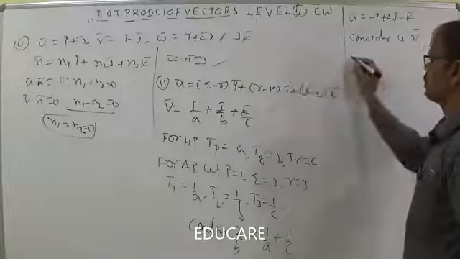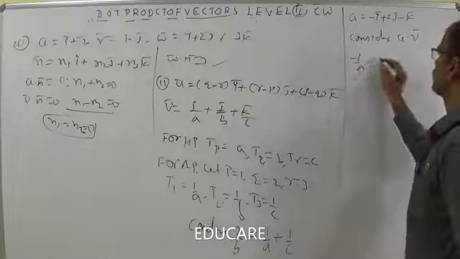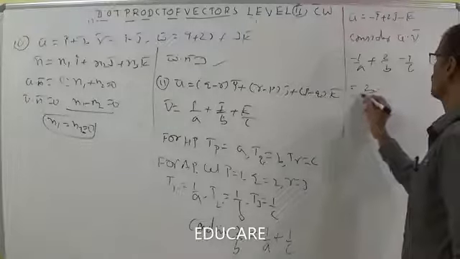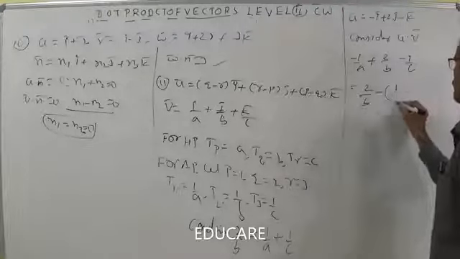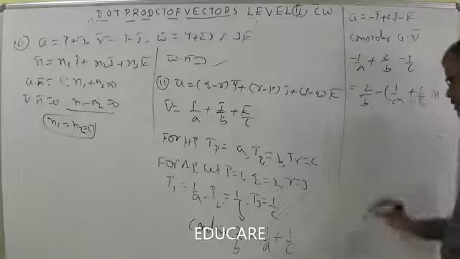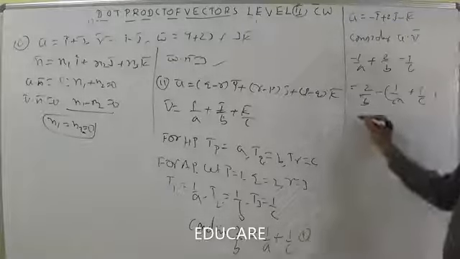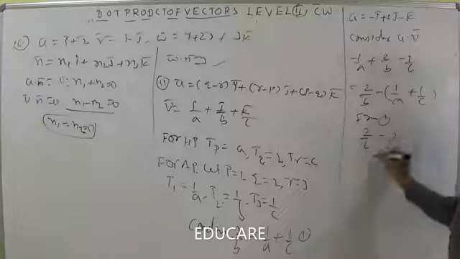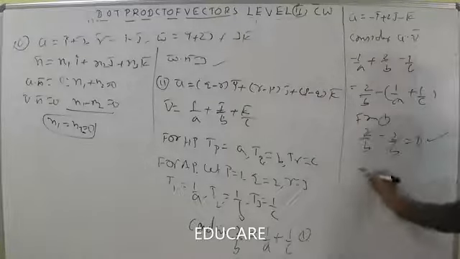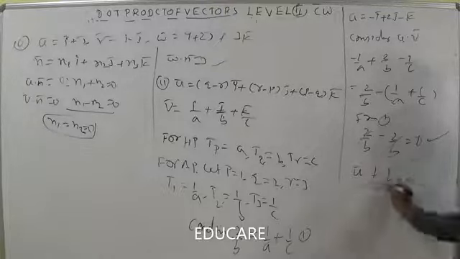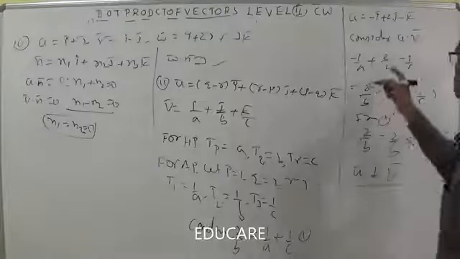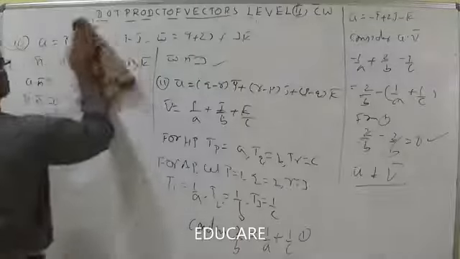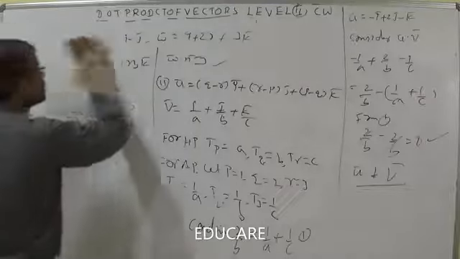If U bar dot V bar we do, it becomes minus 1 by A plus 2 by B minus 1 by C. So you can write here 2 by B minus of 1 by A plus 1 by C. Condition you put here equation 1. From 1 you write here 2 by B minus 2 by B. So 2 by B get cancelled, 0. Therefore U bar perpendicular to V bar. Whenever the dot product is 0, the two vectors are said to be orthogonal. Here he given the two vectors is orthogonal as option 2.